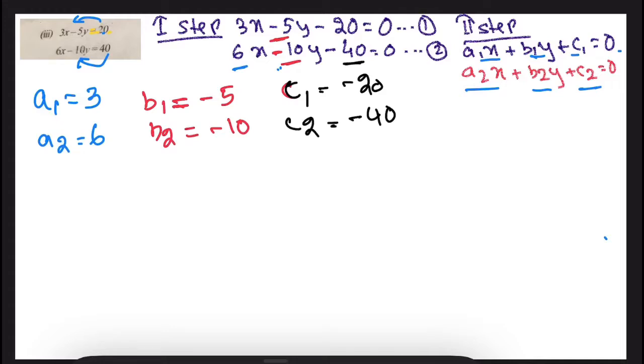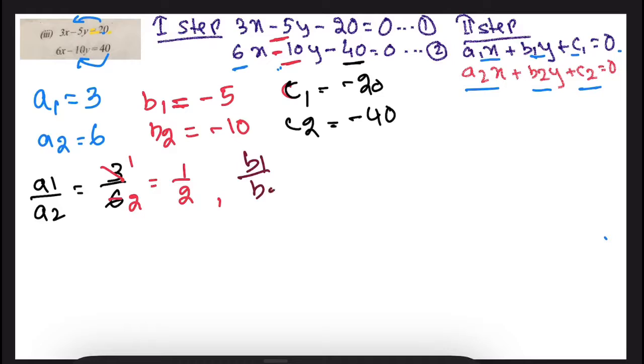Okay, now we will compare and find the ratios. a1 upon a2 equals 3 upon 6. These 3 and 6 get cancelled: 3 ones are 3, 3 twos are 6, that equals 1 upon 2. Then let us go for b1 upon b2. b1 is minus 5 and b2 is minus 10. The minus signs cancel, and 5 ones are 5, 5 twos are 10, that equals 1 upon 2.